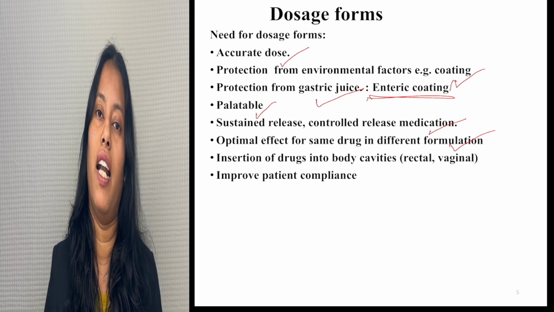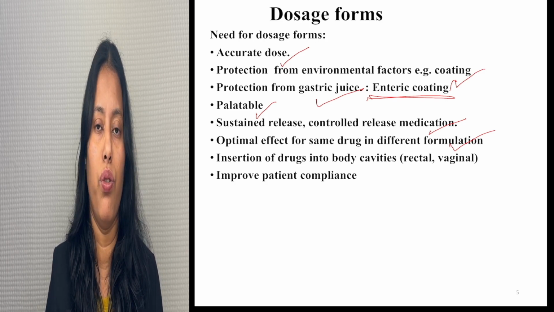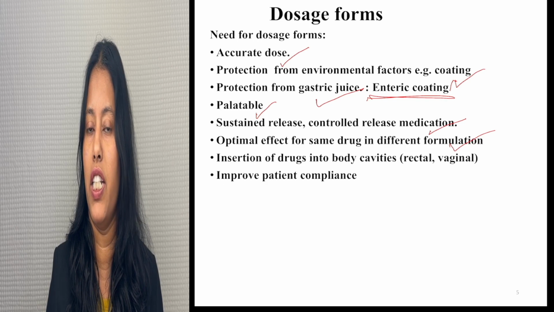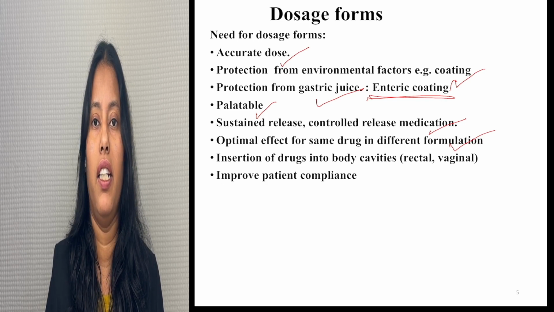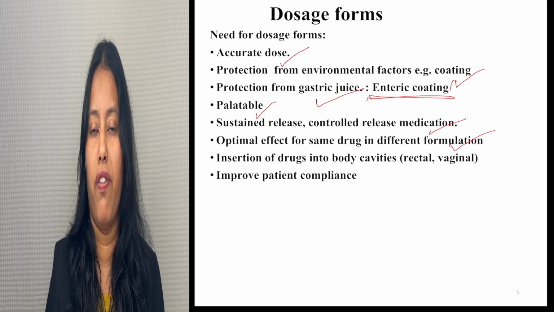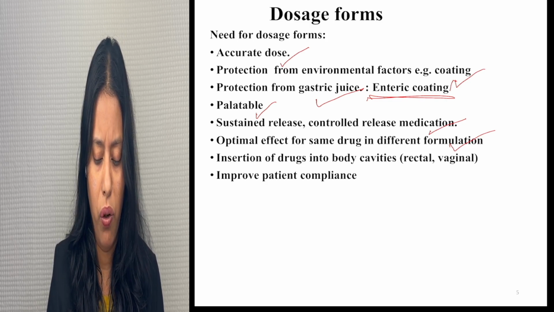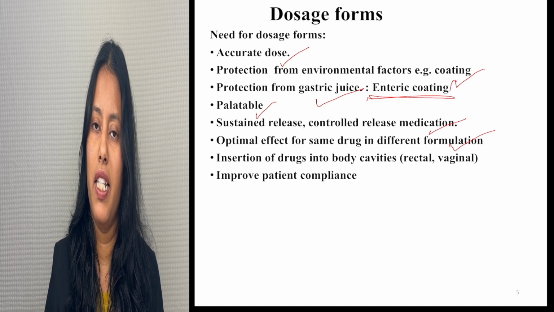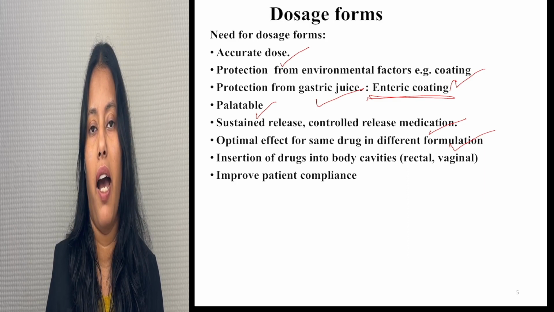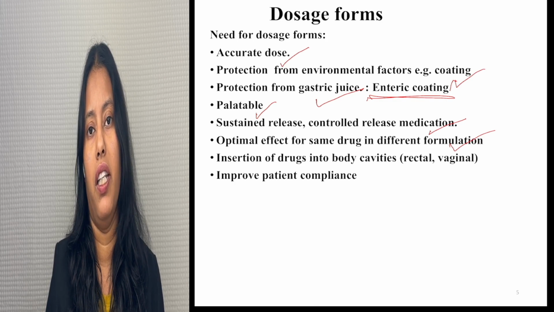I told you that bitter gourd you can eat as a juice, you can eat as a vegetable, you can eat as a chutney, or you can eat as a fry. So one vegetable made into different forms. So paracetamol you can make as suspension, syrup, tablet, suppository, and injection. So the same drug we are making in a different form.